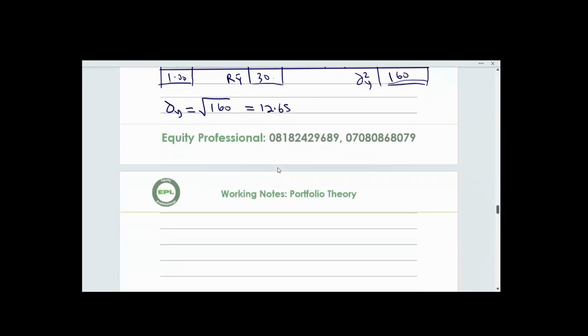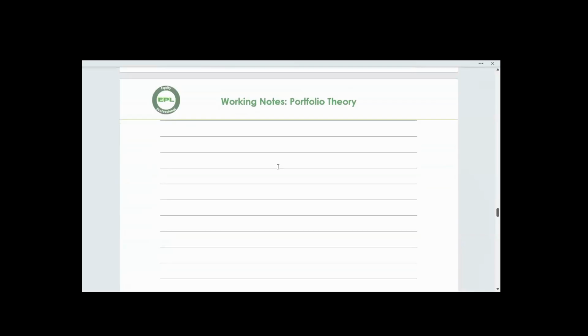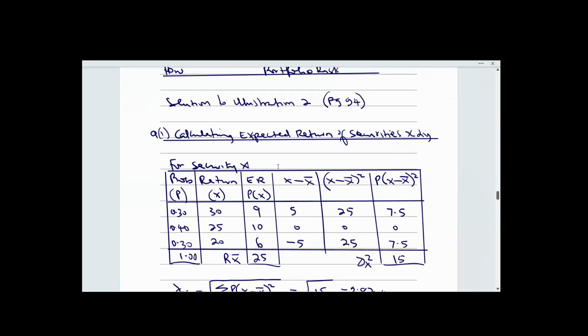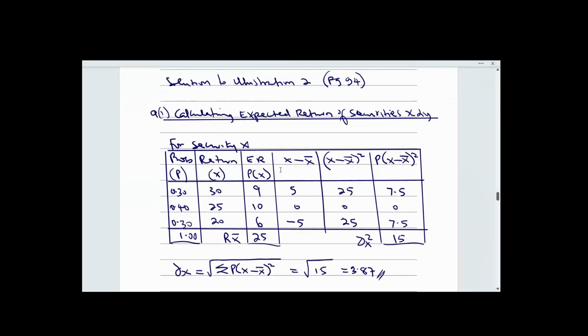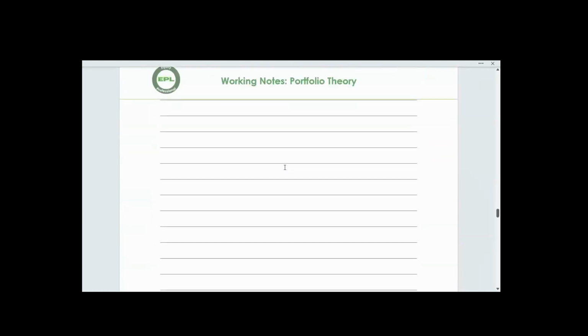Now, to answer the question, I will then come here. We have only calculated expected return of each security, X and Y. We have not calculated all this one, they are more like a working, all right? Then to calculate the return of the portfolio, I will say return of portfolio, RP.